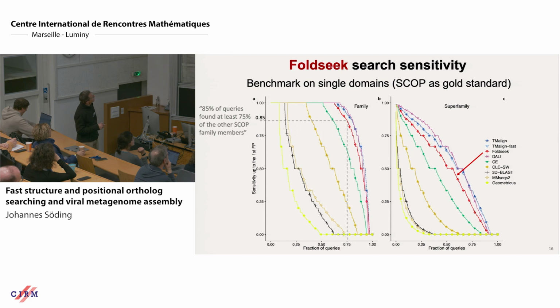it's the other way around. 75% of the queries found at least 85% of the possible homologs. So in this case, of the same members of the same family. And in SCOP you have family level, superfamily and fold level. Superfamily level is usually relatively difficult already to find. And so you see here in the comparison of these tools, the more on the right and upper side, the better. You see that Foldsig is more sensitive than a structural aligner called CE, a bit less sensitive than TM-Align and DALI.